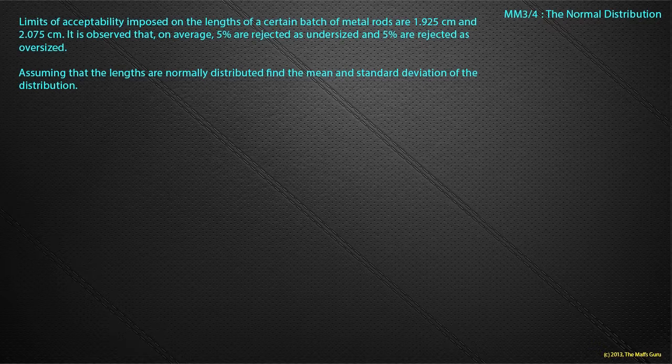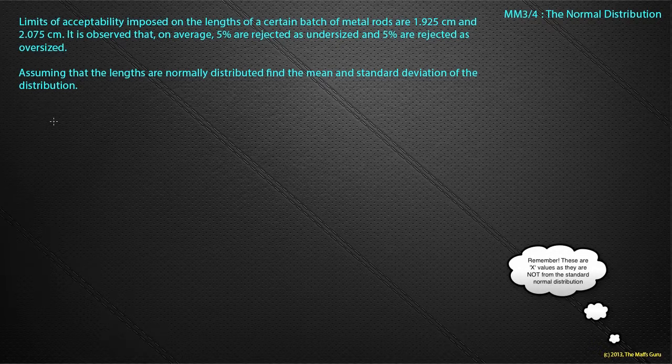How did it trick me? Well, let's look at the diagram. We've got a very quick diagram here of what we're trying to achieve. Limits of acceptability imposed on the lengths of a certain batch of metal rods are 1.925 centimetres and 2.075 centimetres. It's observed that, on average, 5% are rejected as undersized and 5% are rejected as oversized.